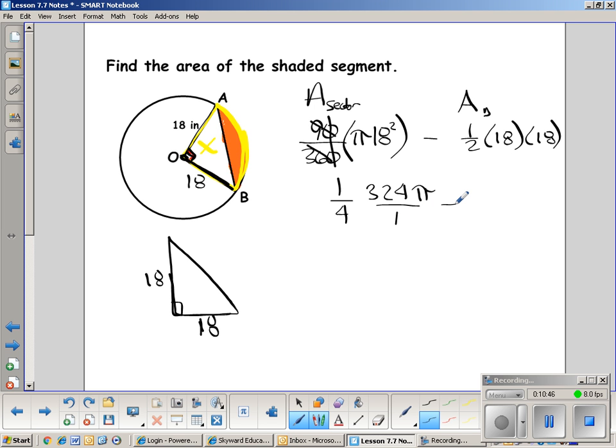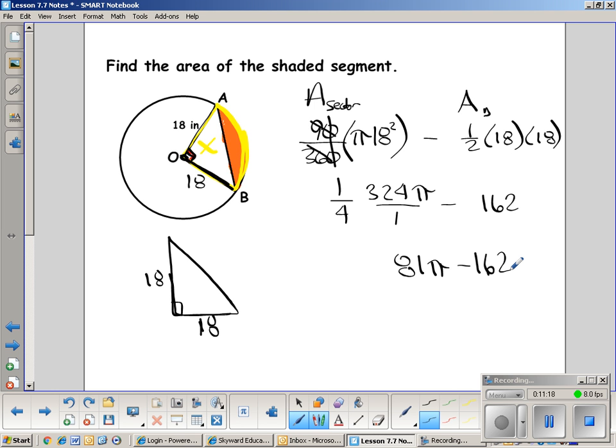Half of 324 would be 162. Four goes in there 81 times. Double check my math. It's 18 times 18, 324. Half of that's 162. And 324 divided by 4 is 81.